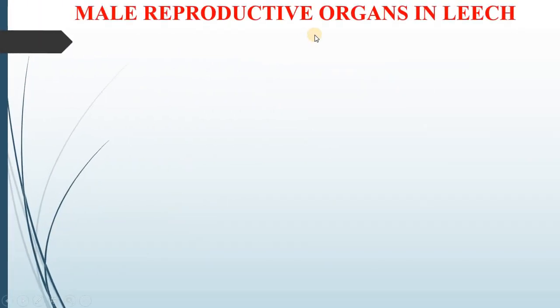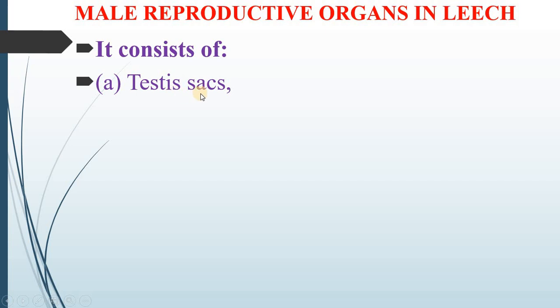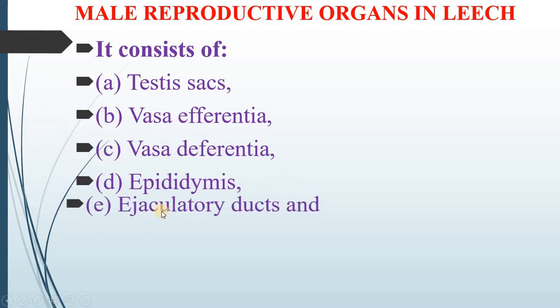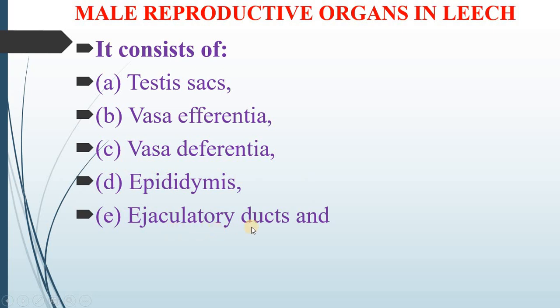Male reproductive organs in leech. It mainly consists of testis sacs, vasa efferentia, vasa deferentia, epididymis, ejaculatory ducts, and atrium. Now we will discuss each part in detail in the upcoming slides.